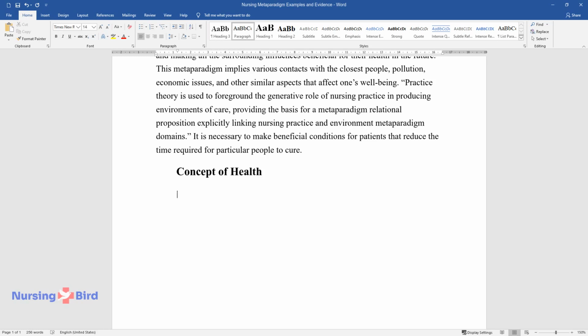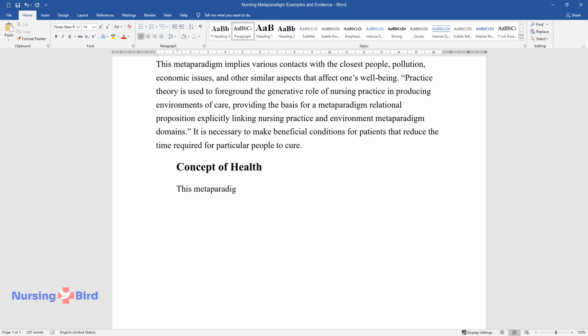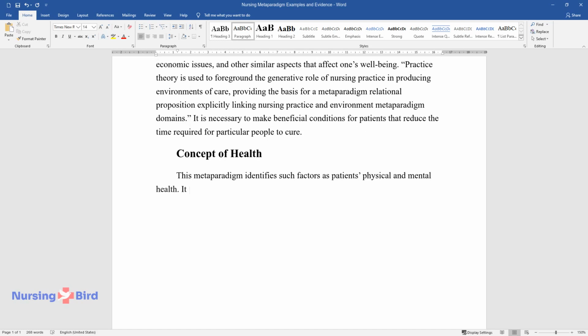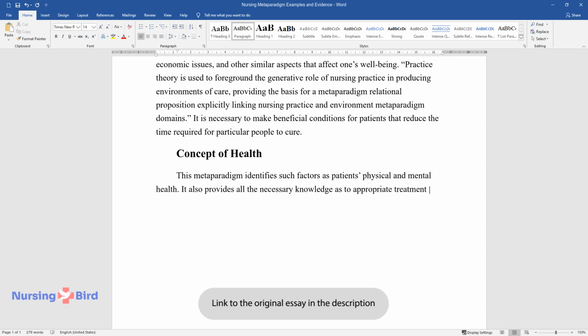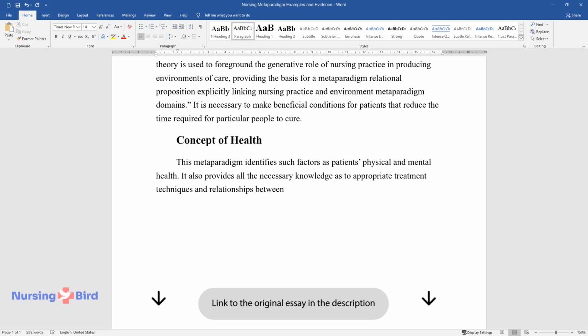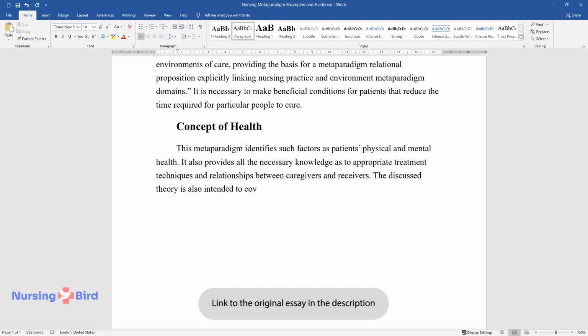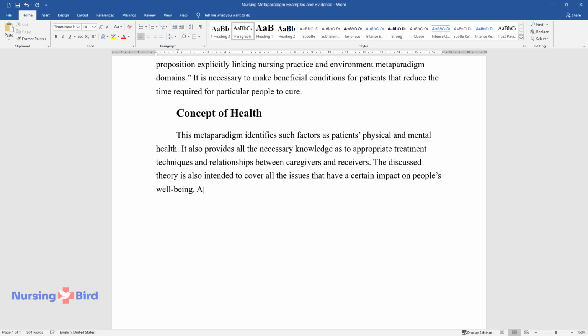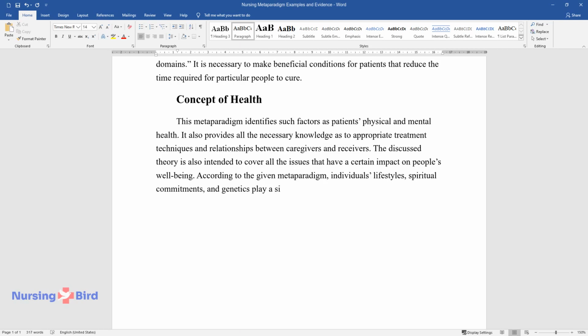Concept of health. This metaparadigm identifies such factors as patients' physical and mental health. It also provides all the necessary knowledge as to appropriate treatment techniques and relationships between caregivers and receivers. The discussed theory is also intended to cover all the issues that have a certain impact on people's well-being. According to the given metaparadigm, individuals' lifestyles, spiritual commitments, and genetics play a significant role in one's intellectual and physical health.